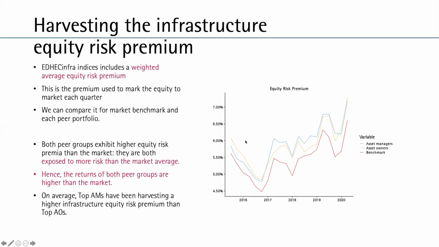We can also compute a similar analysis here now for the two peer group portfolios and the benchmark. We notice that asset managers have the highest equity risk premium over the past 5 years, and it's even higher than the asset owners. And combined, both the peer group portfolios have had higher risk premium than the benchmark. And this is the significant driver of the returns that we saw earlier, that they both outperform the benchmark.